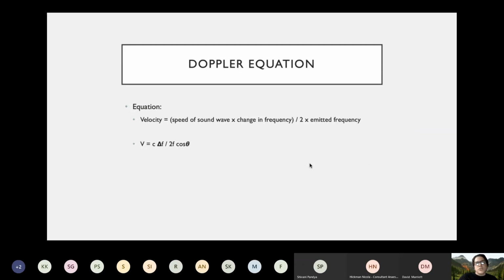The Doppler equation allows you to calculate the velocity or flow. So it's equal to the speed of the sound wave times the change in frequency divided by 2 times the emitted frequency. The equation also includes a correction factor for the angle that the ultrasound is actually hitting the moving object. So if it's perpendicular, you don't need that correction factor, but if not, you need to include that in the equation. So that's why there's a cosine theta, which refers to the angle of the ultrasound.